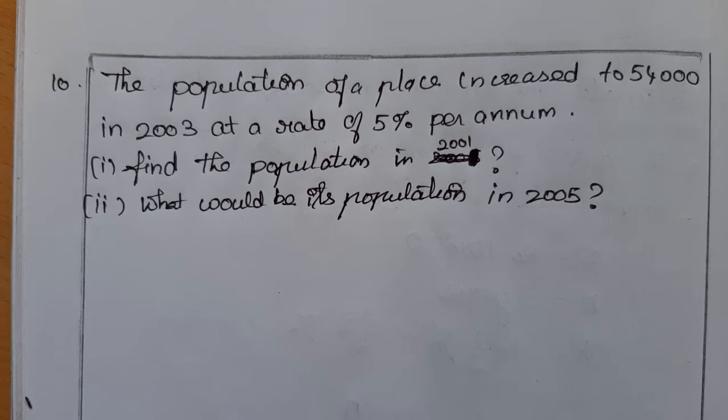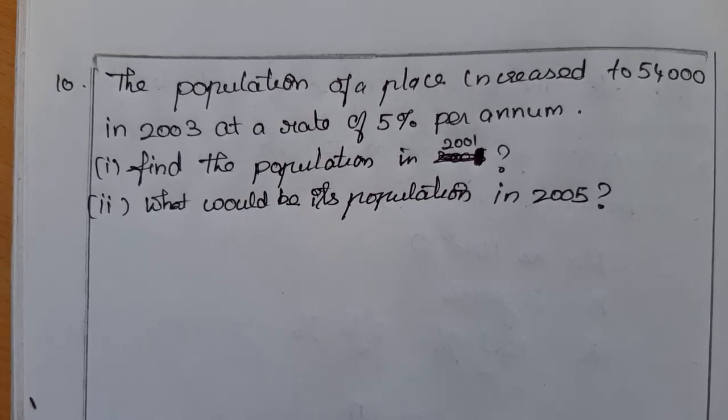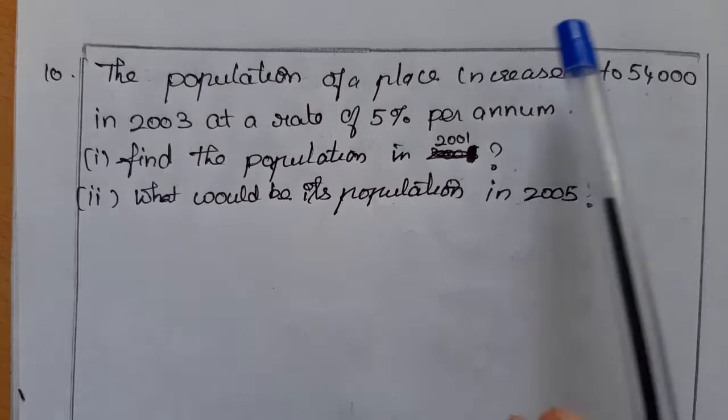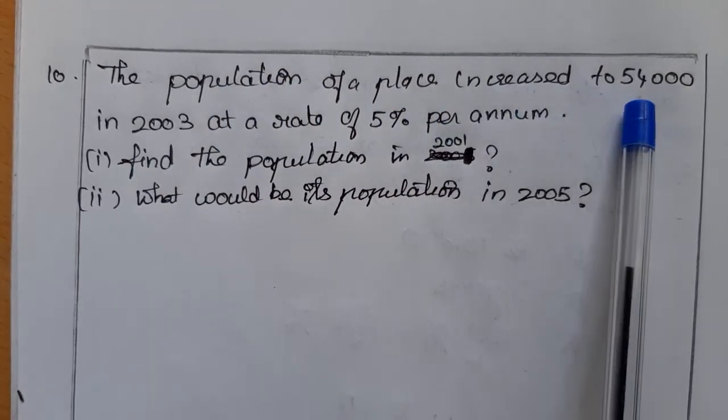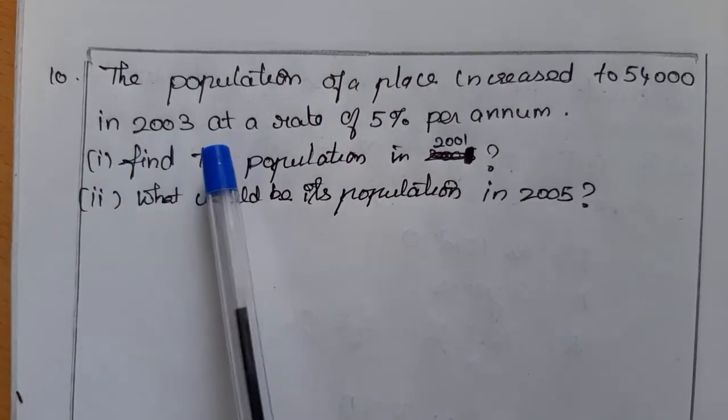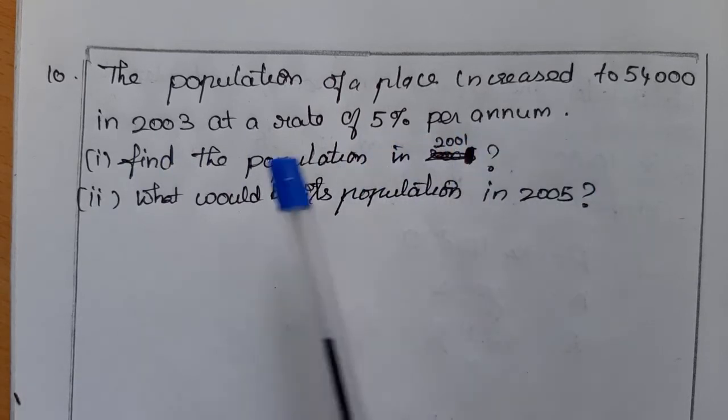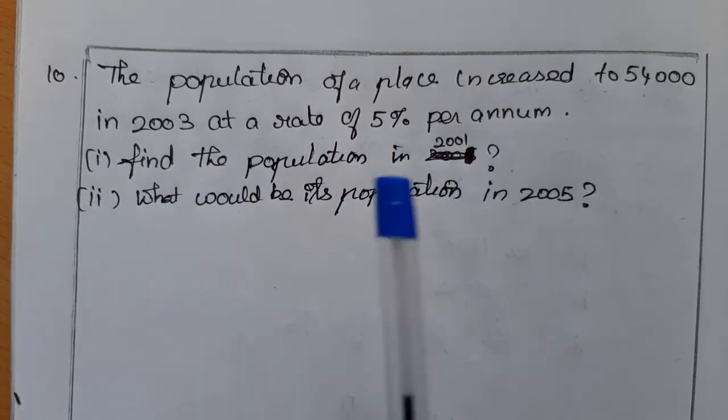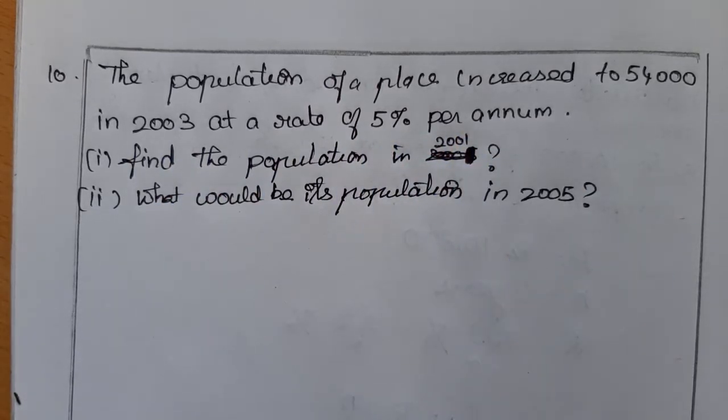Students, today we are going to see some real life situations that satisfy the compound interest formula. The population of a place increased to 54,000 in 2003 at a rate of 5% per annum. Find the population in 2001 and what would be its population in 2005.